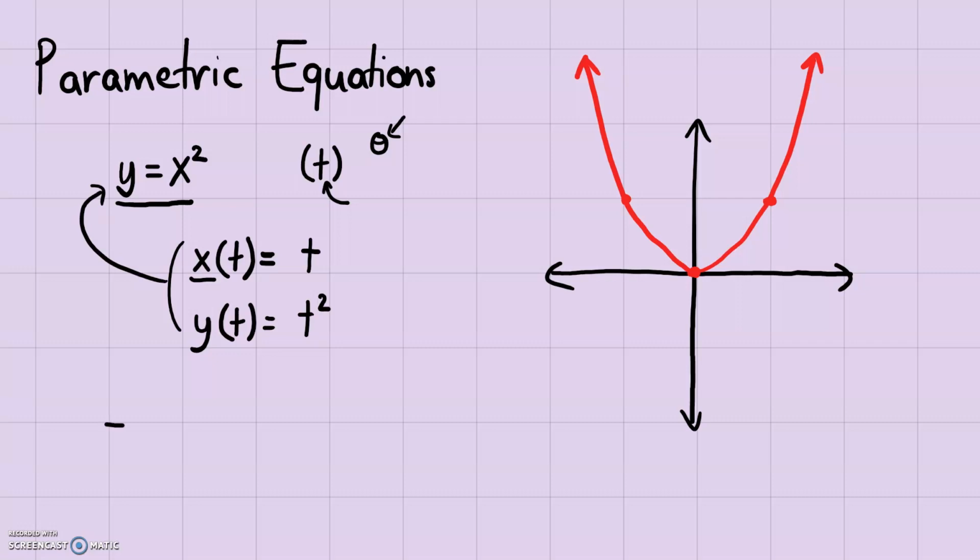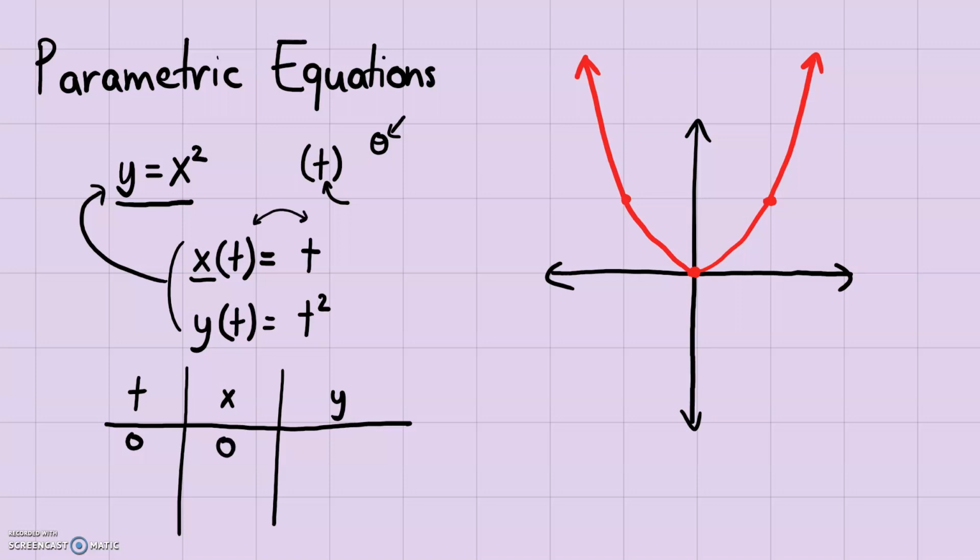And let's try to see what this means. Let's draw this on the table. So t over here, x over here, and y over here. When t is 0, x is going to be 0 because x is the same thing as t here. x equals t. And y is t squared, so that's 0 squared, so the y is still going to be 0.